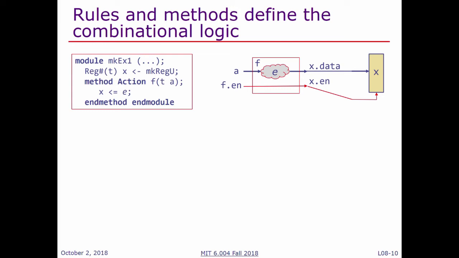Please notice that stuff that is drawn in the box is purely combinational circuit. What knowledge did we need to write this box, to derive this combinational circuit? We only need to know the body of the method in this case. X gets E. But the actual assignment is outside, so all we have responsibility for is, I have to generate an enable signal for X because X is being assigned E.